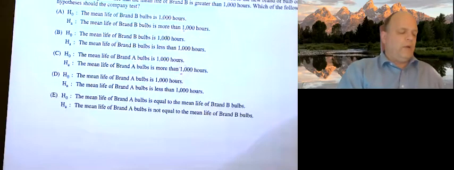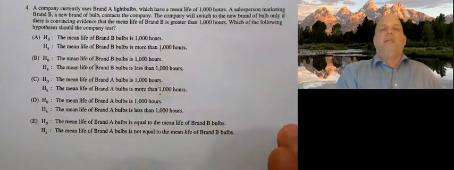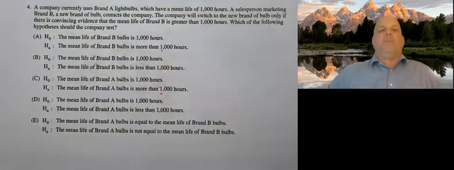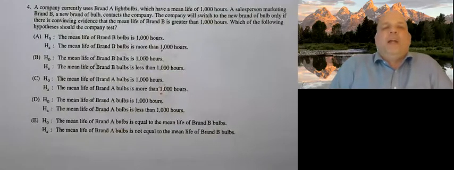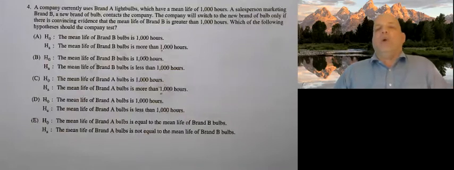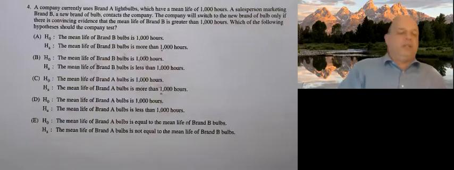A company currently uses brand A light bulbs, which have a mean life of 1,000 hours. A salesperson marketing brand B, a new brand of light bulb, contacts the company. The company will switch to the new brand of light bulb only if there's convincing evidence that the mean of brand B is greater than 1,000 hours. Which of the following should the company test?